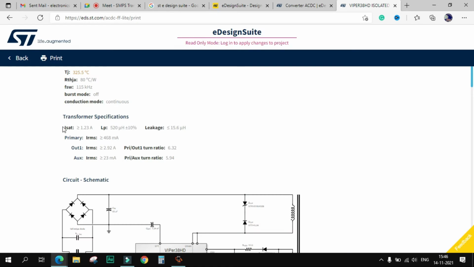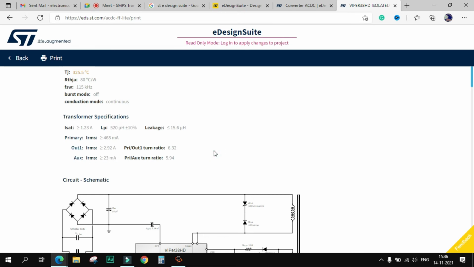They are giving the design of the transformer in a slightly different manner. Like they have given the primary inductance and leakage inductance. Primary current is also good, and IRMS. The turns ratio they have given, output turns ratio, and auxiliary winding turns ratio.